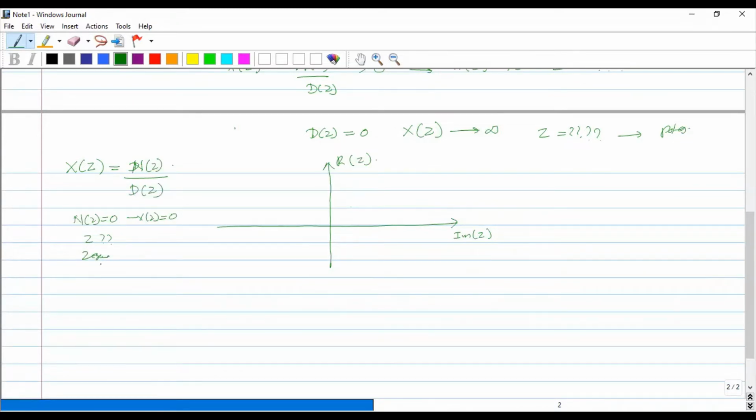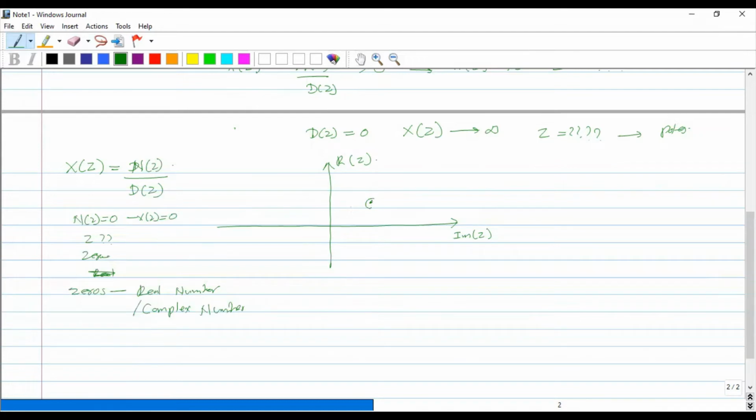So these zeros, the values of z, can be real numbers, or maybe they may be complex numbers, we don't know. But anyway, they should be in this z plane. So it may be any place.